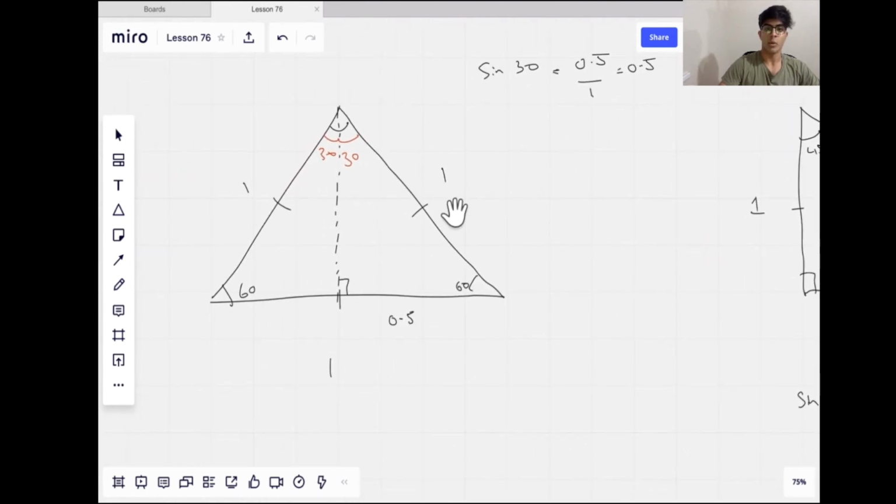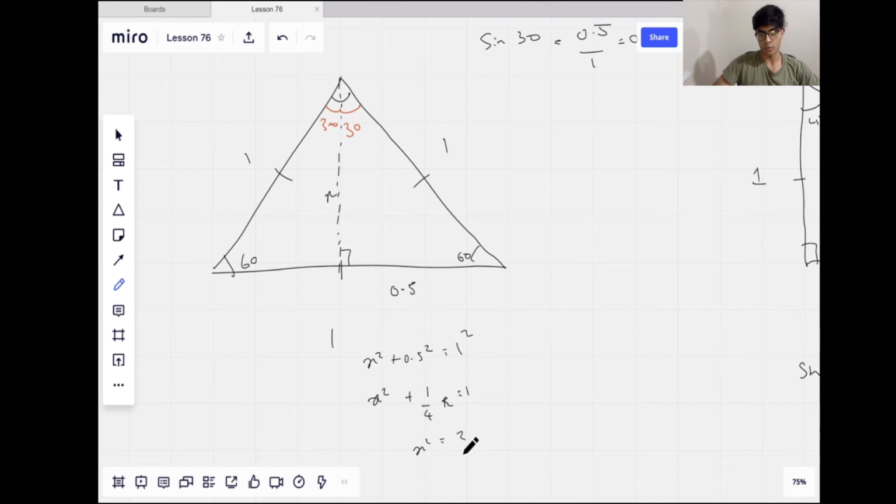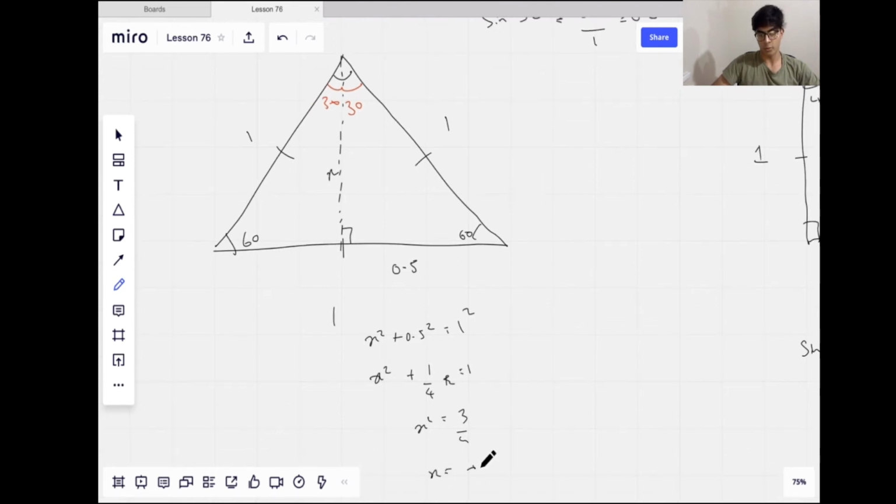And if we think about what sine 60 is, we can think about what this length is here as well. For sine 60, we need the length here, right? So we call that x, for example. We can figure that out by Pythagoras because we've got these two other lengths. So x squared plus 0.5 squared is equal to 1 squared, of course. x squared plus a quarter is equal to 1. So x squared is equal to 3/4. So x is equal to root 3 over 2. So this length here is root 3 over 2.